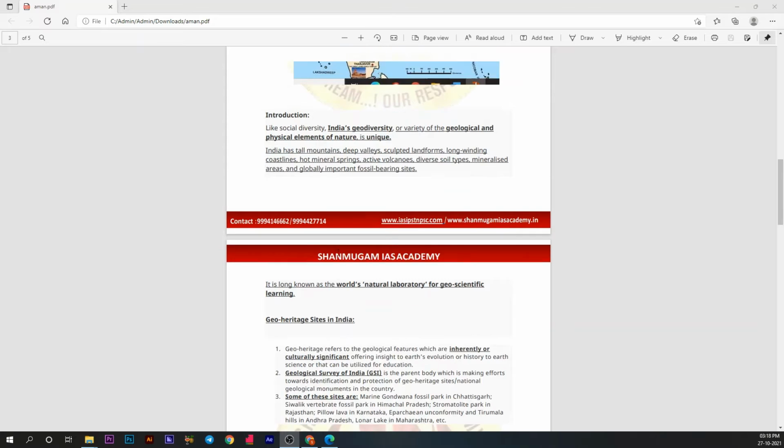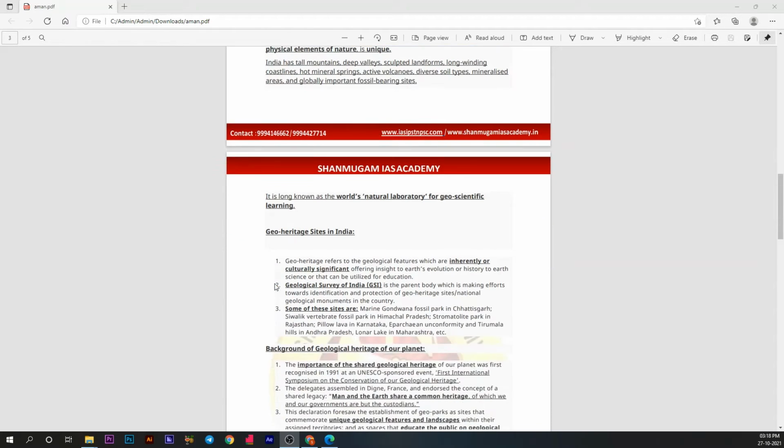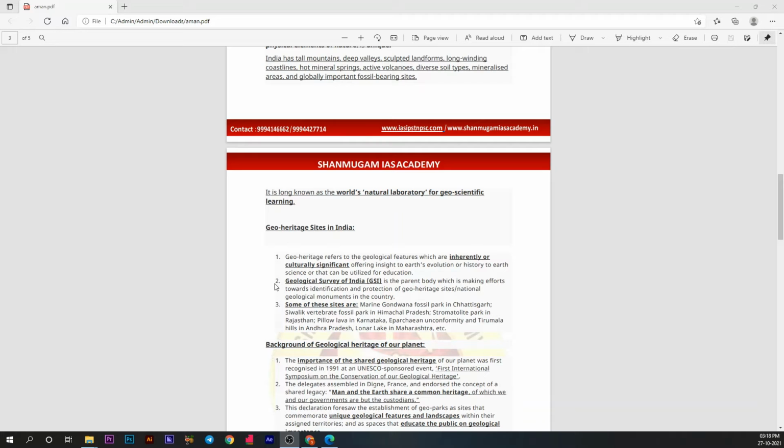As an introduction, this part comes under the environmental ecology of GS3 from the mains perspective. There are so many questions from this from the prelims point of view, and for the mains you have to frame it like this. But first you have to know what this is. Now, what are geoheritage sites?